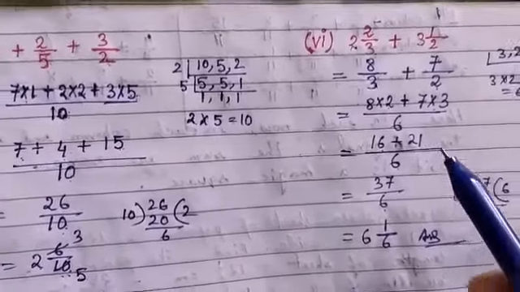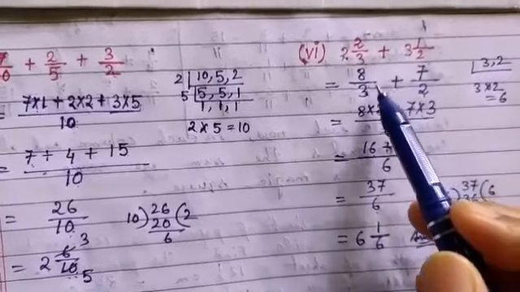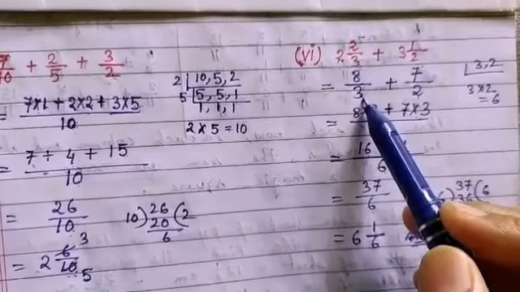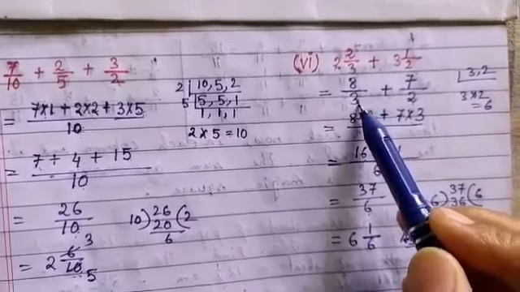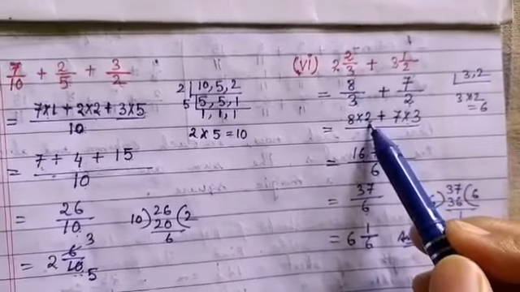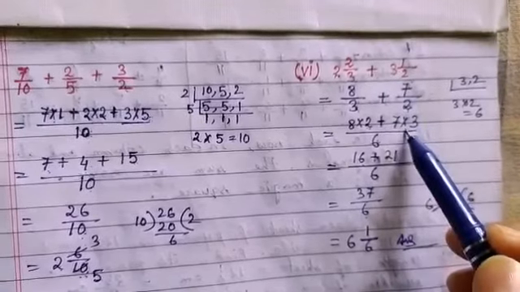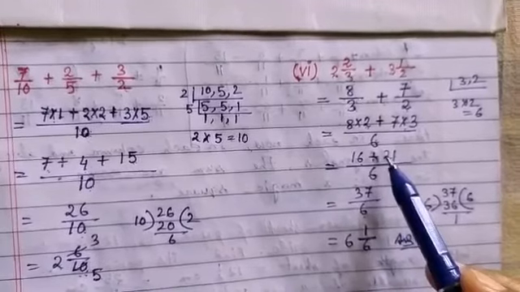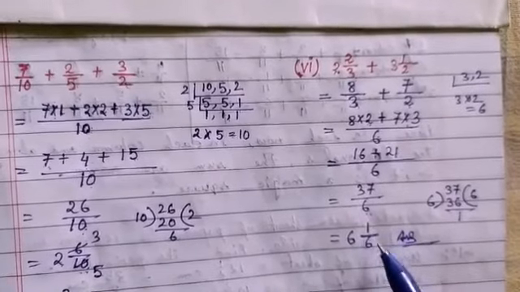Then question number 6. 2 whole 2 by 3 plus 3 whole 1 by 2. In the first step, it is converted into improper fractions. 2 3s are 6 plus 2, that means 8 by 3, plus 3 2s are 6 plus 1, that is 7 by 2. Then the LCM of 3 and 2 is 6. Then 3 2s are 6, and 8 into 2 is 16. Here 2 3s are 6, and 3 into 7 is 21. Then 16 plus 21 by 6, simple addition, 37 by 6. Then it is converted into a mixed fraction, 6 whole 1 by 6.